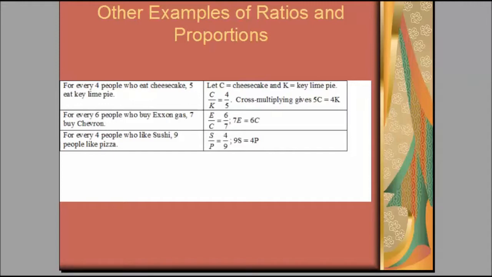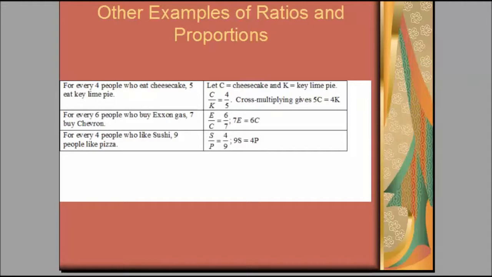Let's talk about some more examples of ratios and proportions. For every 4 people who eat cheesecake, 5 eat key lime pie. The easiest way to do this is to set up a proportion with C standing for cheesecake and K for key lime pie, obviously. C over K equals 4 over 5. Notice we've been consistent that if we place C in the numerator of the first fraction, for cheesecake, the number associated with cheesecakes, which is 4, would be in the numerator of the second fraction. Similarly for the key lime pie. Cross multiplying gives 5c equals 4k.